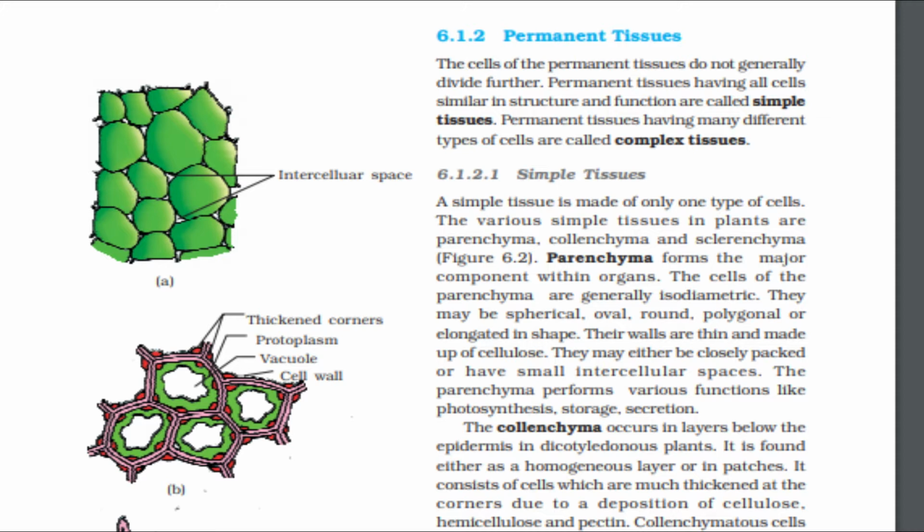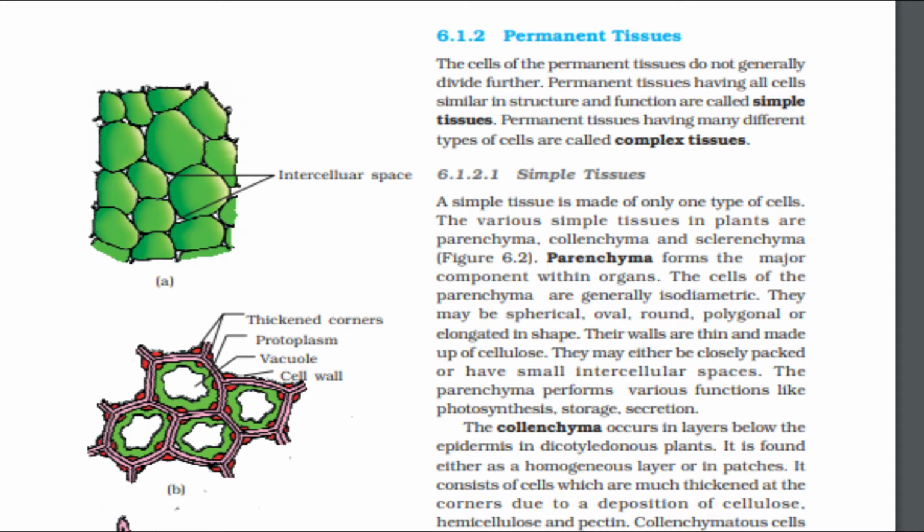Parenchyma forms the major component within organs. The cells of the parenchyma are generally isodiametric. They may be spherical, oval, round, polygonal or elongated in shape. Their walls are thin and made up of cellulose. They may either be closely packed or have small intercellular spaces. The parenchyma performs various functions like photosynthesis, storage, secretion.